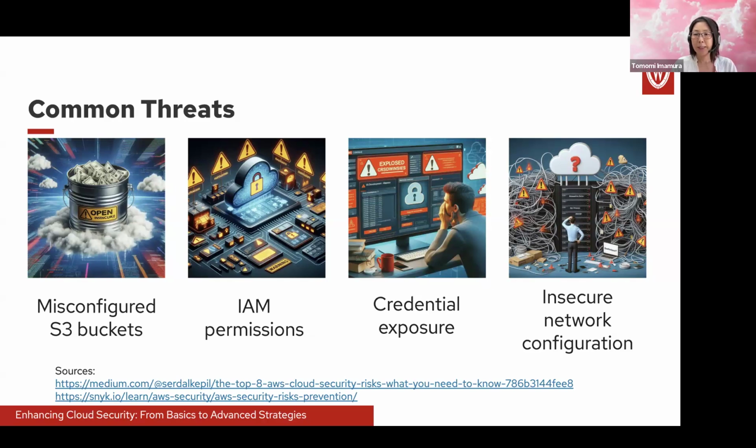And the next one is insecure network configuration. So an example would be something like the use of unencrypted protocols. And we can use WAF, web application firewalls, for example, in front of CloudFront, for attack mitigations.